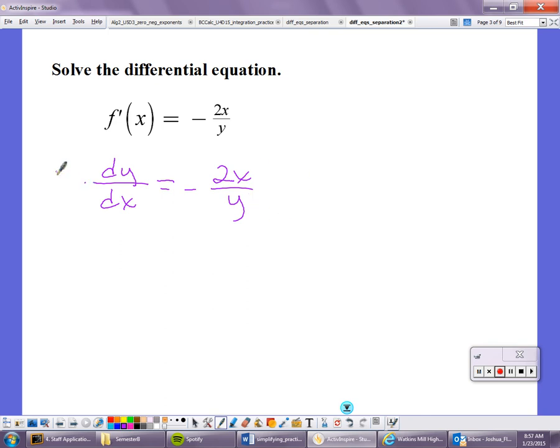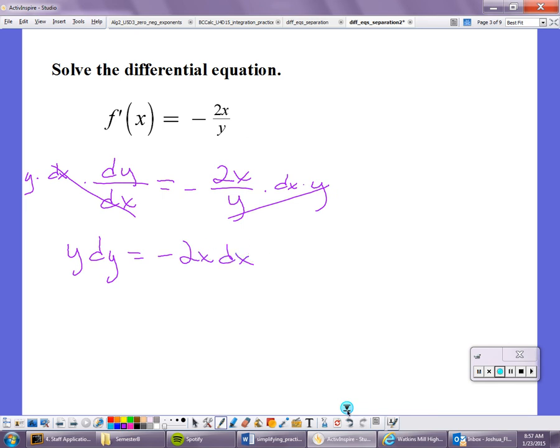So we'll multiply both sides by dx, and we'll multiply both sides by y. Sorry about that. I'm going to multiply both sides by y. And so these y's cancel out, these dx's cancel out. And what have I got? y dy equals negative 2x dx.